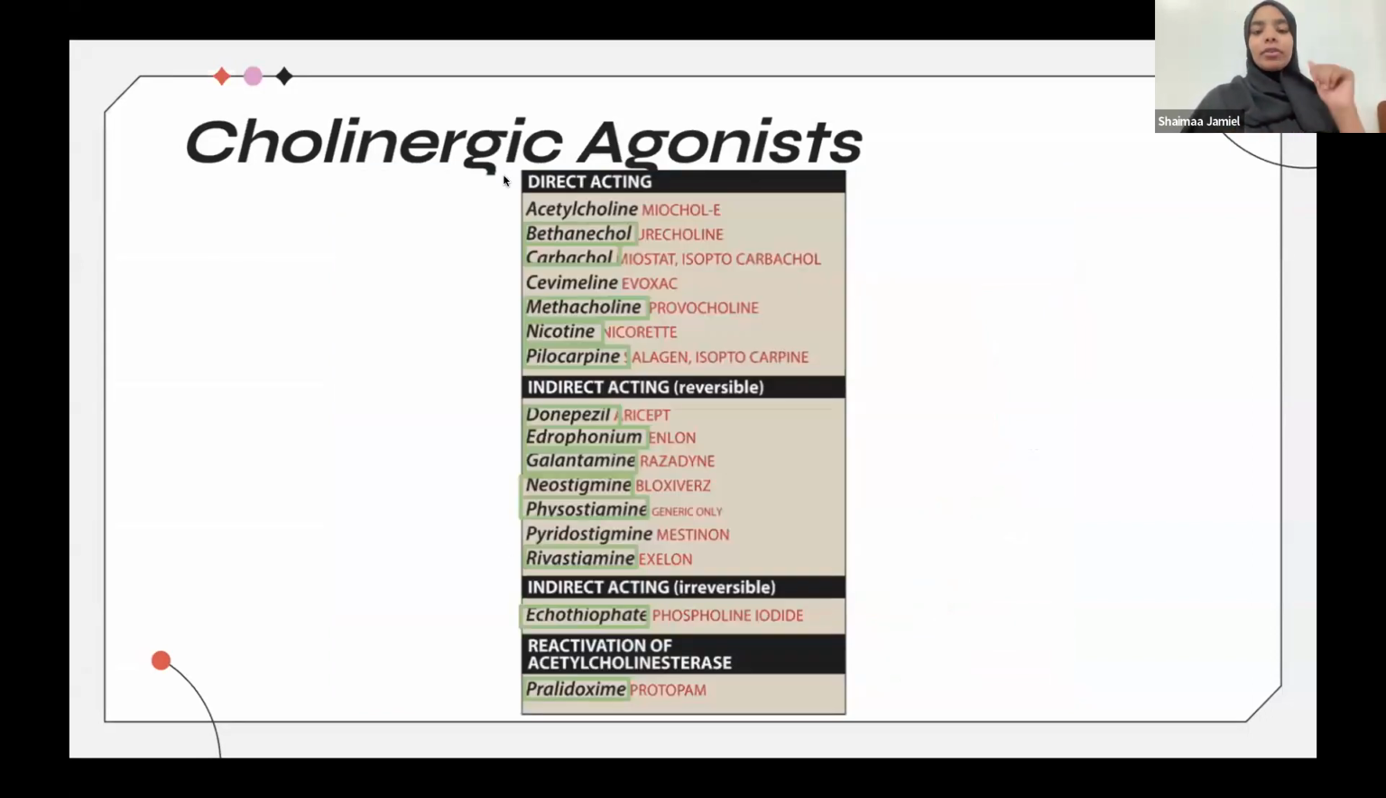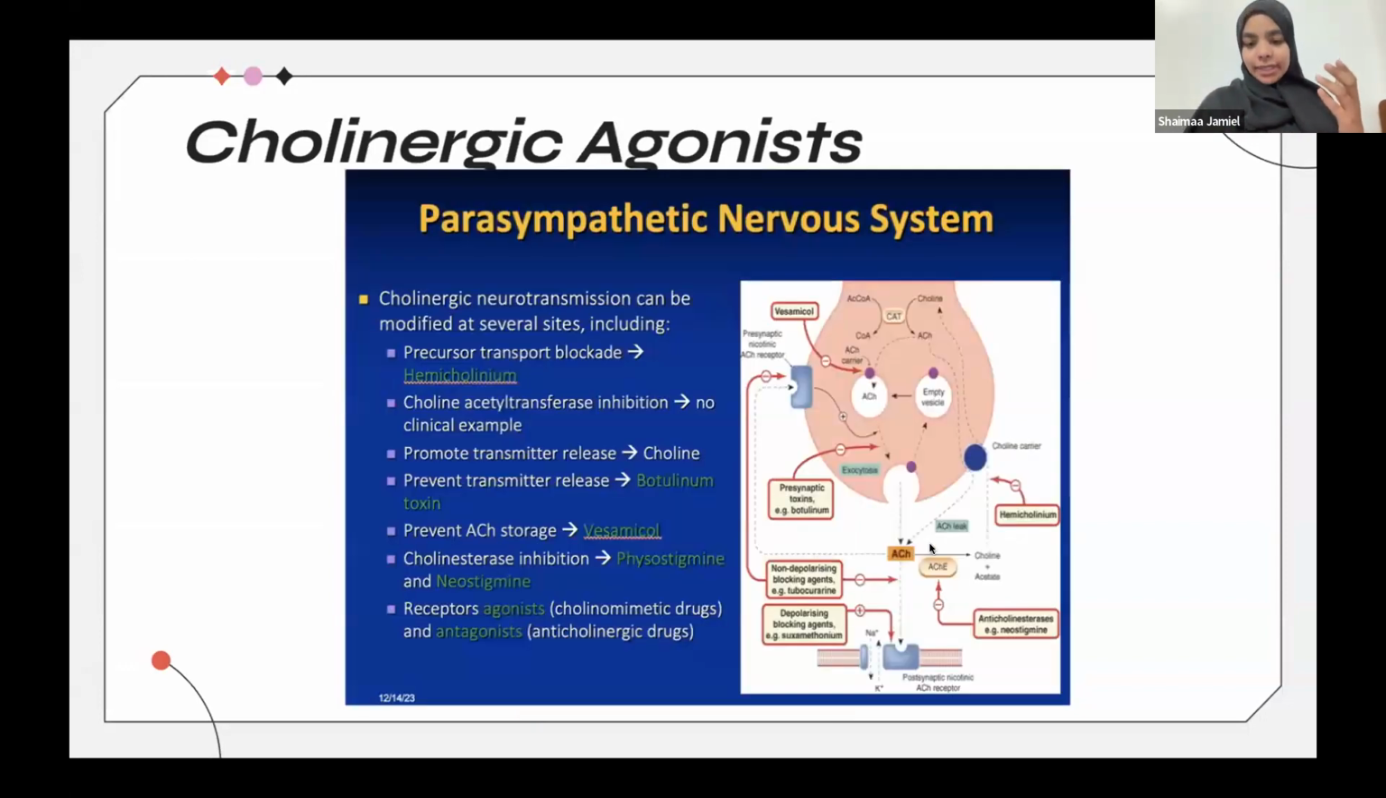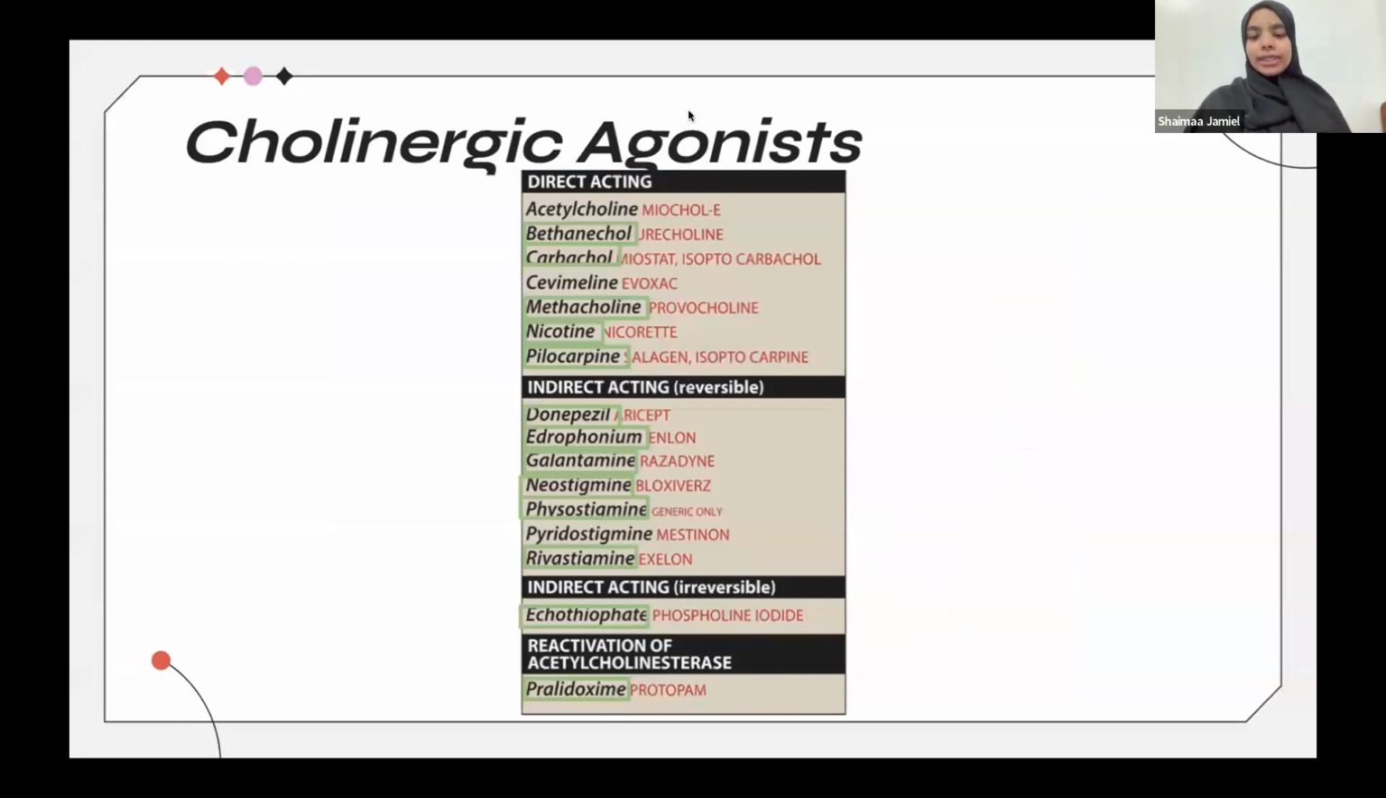So basically, for cholinergic agonists, we have two types, direct acting and indirect acting. Direct means that it looks like acetylcholine and it binds to the receptor of acetylcholine. Indirect means that it's not going to bind to the acetylcholine receptor, but acts through another method, which is inhibiting the enzyme acetylcholinesterase. It's going to keep acetylcholine in the synaptic membrane for as long as possible, and therefore increase its agonistic effect, okay?